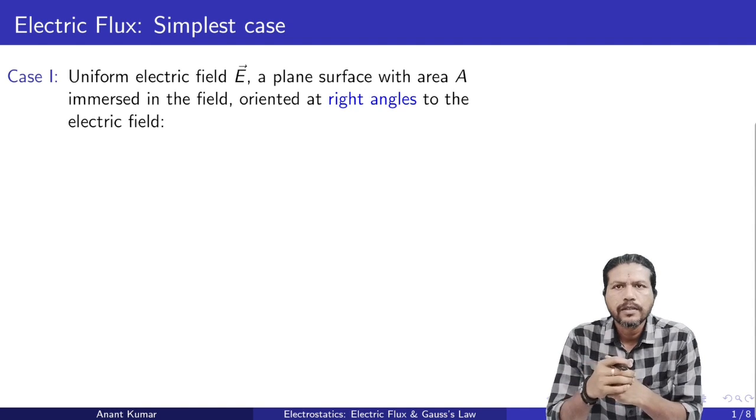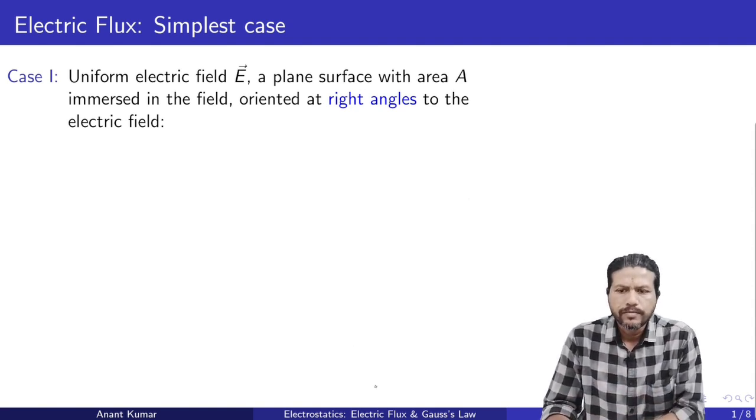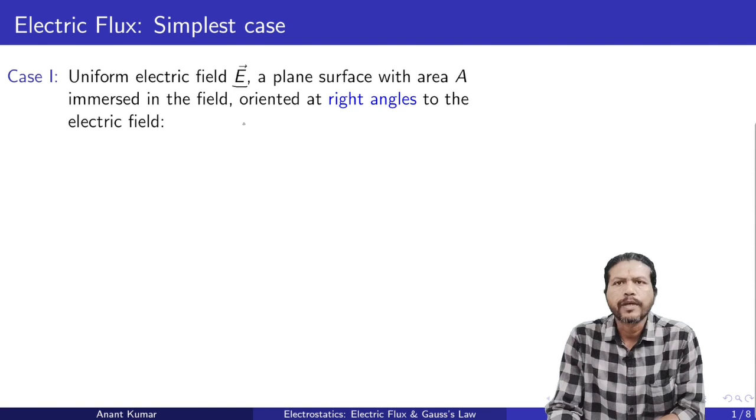But let us first define what is the flux of the electric field, or the electric flux, before moving over to the application or the Gauss law actually. Now the simplest possible situation that we might have is that we have a uniform electric field E in space and there is a plane surface whose area is equal to capital A, and this is immersed in the field and oriented perpendicular to the electric field.